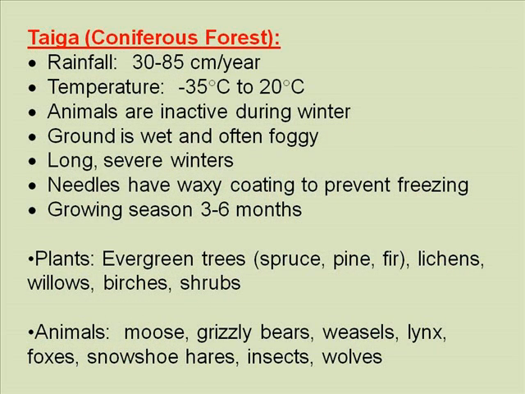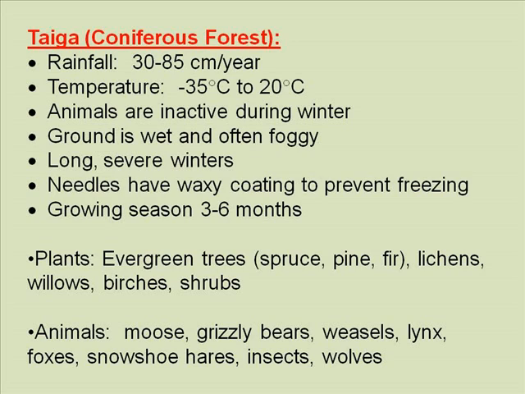The next land biome would be the taiga, also called the coniferous forest. And if you remember when we were talking about plants, your coniferous trees are the ones that have the needles. They're your evergreens, and a lot of them produce cones. Your rainfall in your taiga is going to be relatively mild. It's anywhere from 30 to 85 centimeters per year. Temperatures here can range from -35 all the way to 20 degrees Celsius.